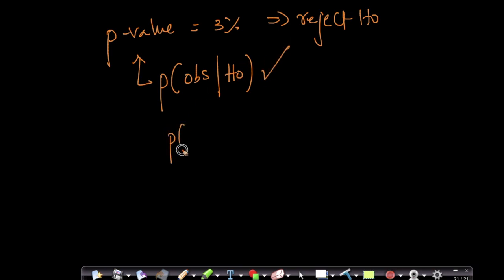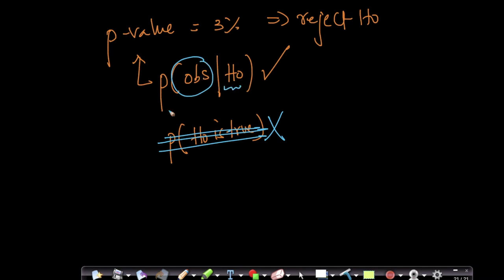Some people think that it's the probability that the null hypothesis is true. This is a complete blunder. It is not equal to the probability of the null hypothesis being true. We can't say anything about this. It is just about the probability of making the observation that you made given the null hypothesis is true. You can't say anything about the probability that your null hypothesis is true. This is incorrect. A lot of people who are not trained properly in statistics make these mistakes. I have seen lots of papers where p-value has been misused. Unfortunately, in medical research, p-value is heavily misused because people are not trained properly in how to interpret it.